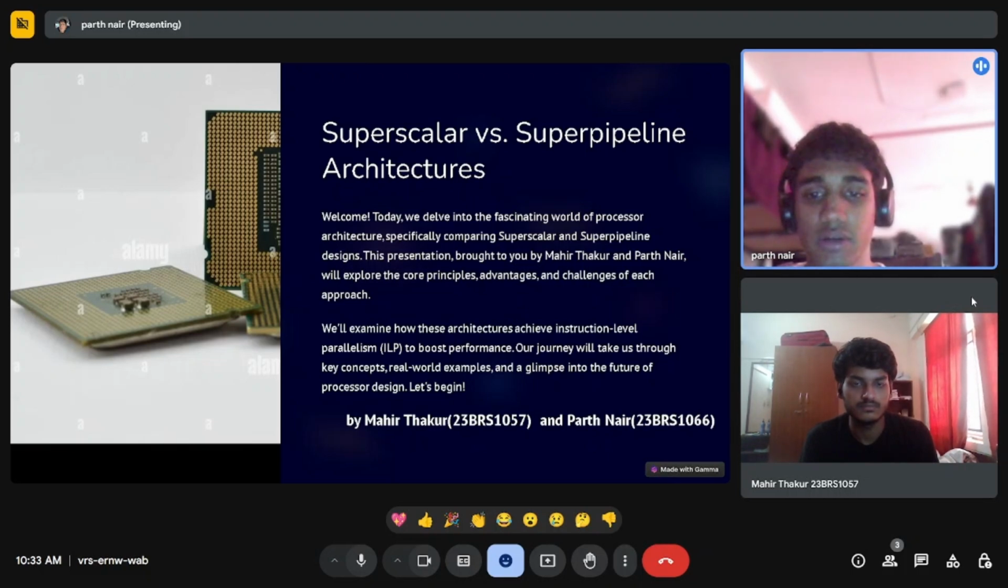Good morning. Today, me and my teammate Mahir Thakur, we will be talking about superscalar and super pipeline architectures. Through this presentation, we will be examining how these architectures achieve instruction level parallelism to boost our system performances.